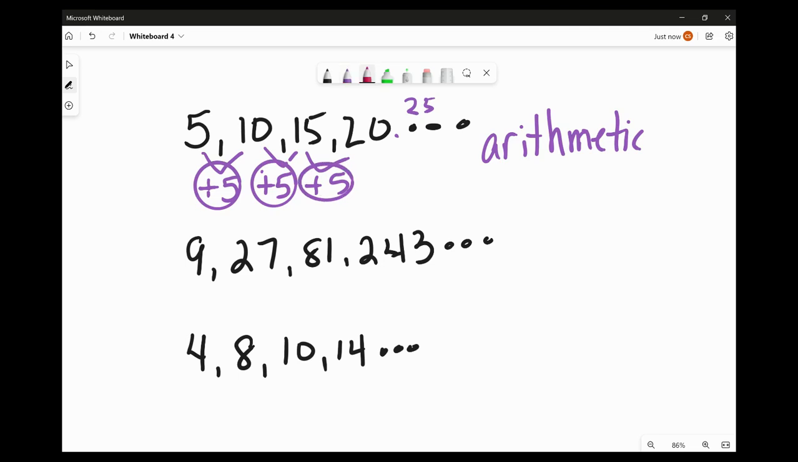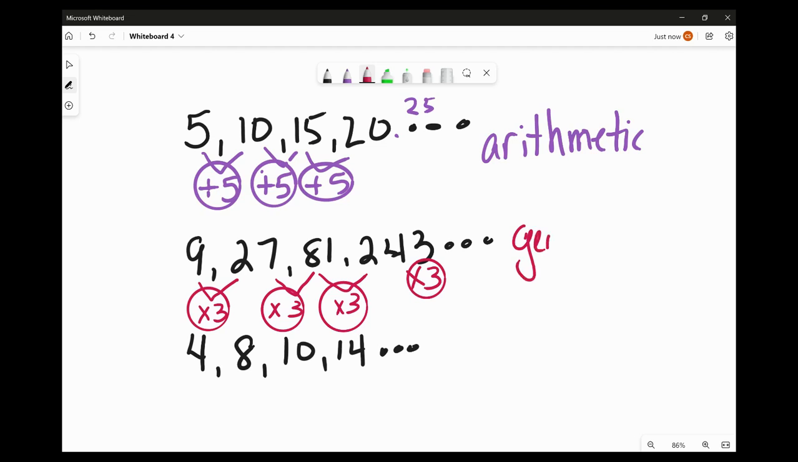Now, the next one that we're going to look at, let's see what's happening here. Now, I know that 9 times 3 is 27. 27 times 3 is 81. 81 times 3 is 343. That is a geometric sequence because we're multiplying by the same amount every time. And if I wanted to find the next number in the pattern, I would just multiply by 3. That would be geometric because we're multiplying by the same thing.